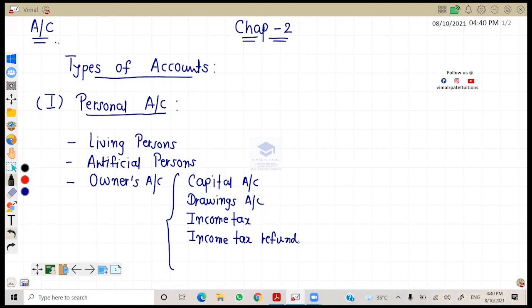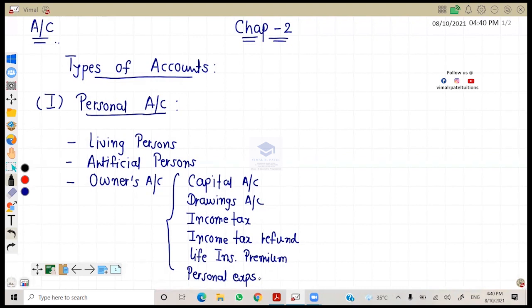Then life insurance premium of owner. Then any type of personal expense, domestic expense made by owner from the business, like fees of college of daughter paid by owner from the business. All these are covered under owner's account.